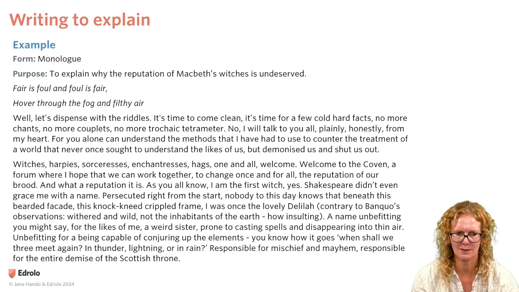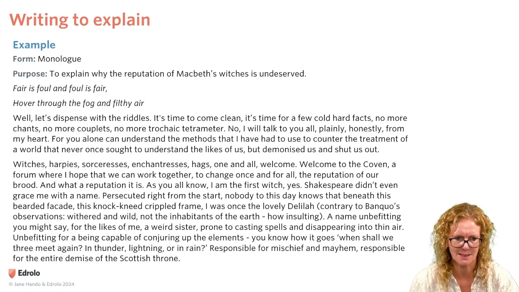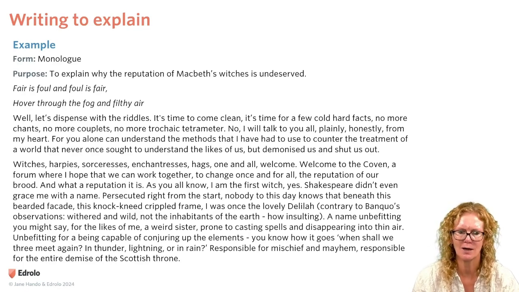For you alone can understand the methods that I have had to use to counter the treatment of a world that never once sought to understand the likes of us, that demonized us and shut us out. Witches, harpies, sorceresses, enchantresses, hags, one and all, welcome. Welcome to the Coven, a forum where I hope that we can work together to change once and for all the reputation of our brood. And what a reputation it is. As you all know, I am the first witch. Yes, Shakespeare didn't even grace me with a name, persecuted right from the start.